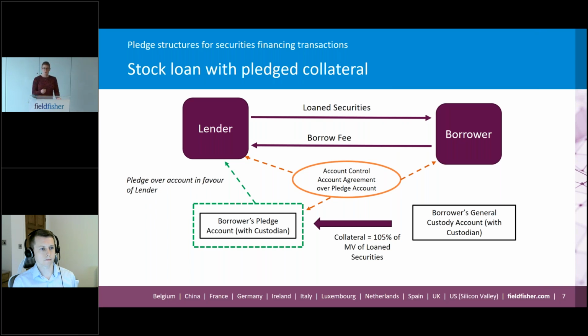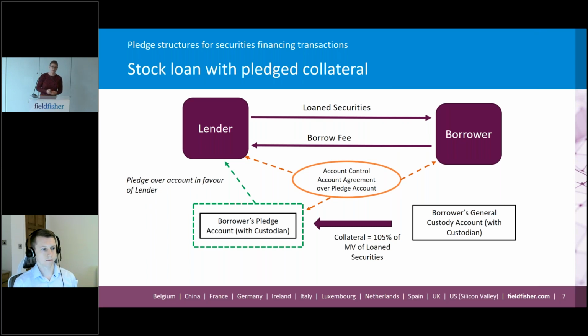And in terms of the documentation for this, we have the master agreement, the new master agreement, which is the pledge GMSLA. But in terms of the pledge over the account, ISLA has actually published standardised security agreements as well. And the governing law of the security agreement will be dictated by the location of the pledged account. So if you were using a custodian in Luxembourg, you would have a Luxembourg law security interest granted over that pledged account in favour of the lender.